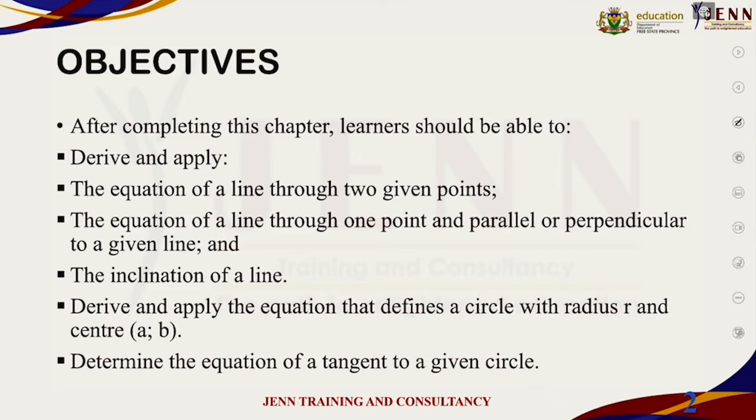Then the following bullet, we are going to focus on the angle of inclination as well as the inclination of a line. And then we are going to derive and apply the equation that defines a circle with radius r and center (a; b). Then from there, we will be in grade 12: determining the equation of a tangent to a given circle. So the last two bullets are now in grade 12.